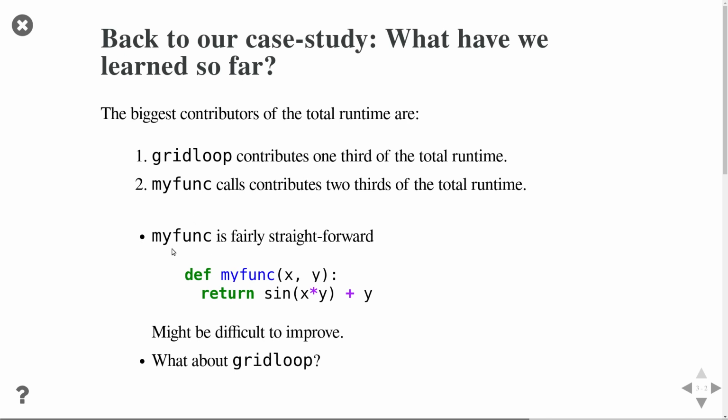So if you look now into the myfunc function, it's a fairly straightforward implementation. It's just a function definition, and we call a sign as an addition. So maybe there's nothing obvious that we can do here. But what about this quit loop that at least contributes to 1/3 of the runtime?